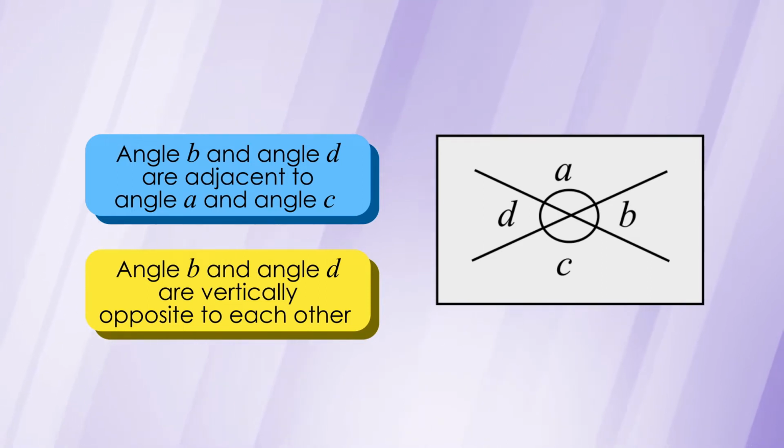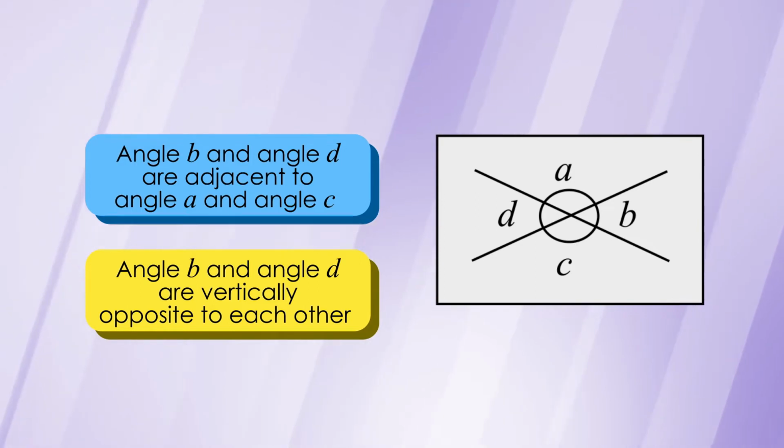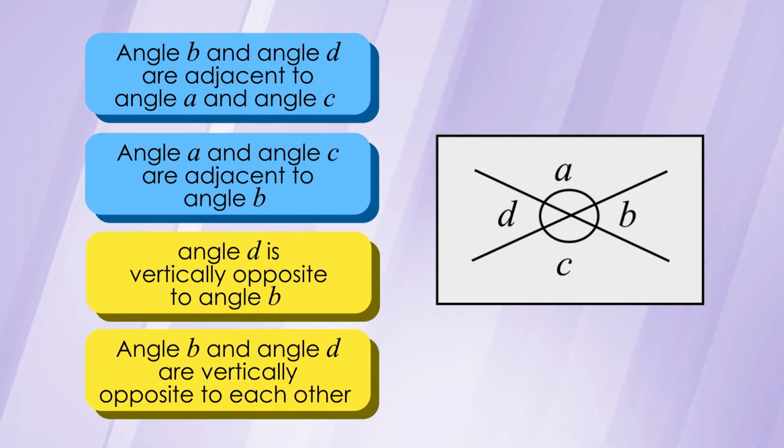Can you identify which angles are adjacent to angle B? Good! Angle A and angle C are adjacent to angle B. Can you identify which angles are vertically opposite to angle B? Yes, angle D is vertically opposite to angle B.